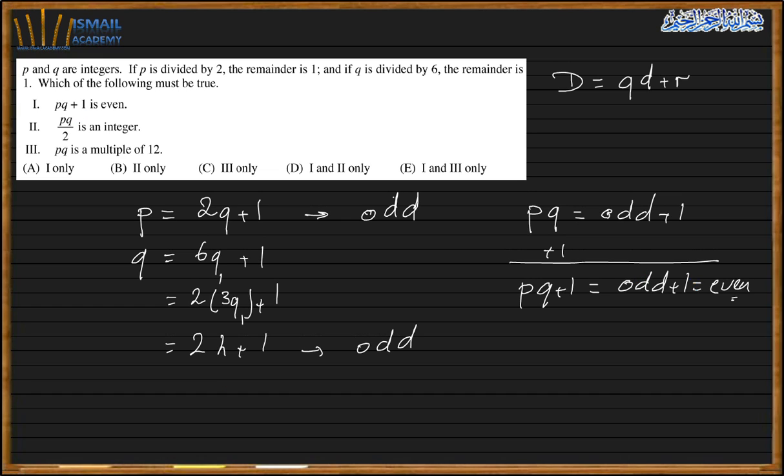Two is odd. Because 2 divides only even numbers. P times Q is a multiple of 2. It's not true because p times q is odd. Is that clear? So that means the only answer is the first one.